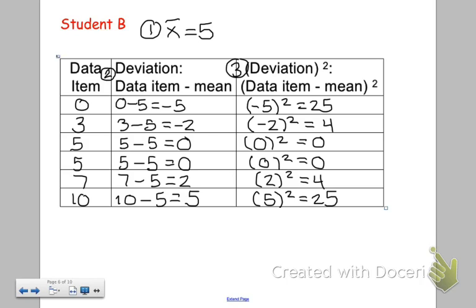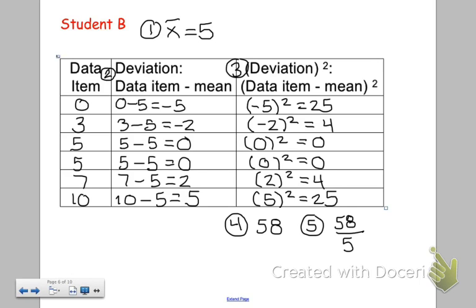Okay. Next step, add all those up. So I'm going to add up 25, 4, 0, 0, 4, and 25. This gives me a sum of 58. Okay. Now I need to take that 58 and divide it by 1 less than the data items I have. So if I look at these data items, I have 1, 2, 3, 4, 5, 6, but I need to divide by 1 less. So I'm going to do 58 divided by 5.